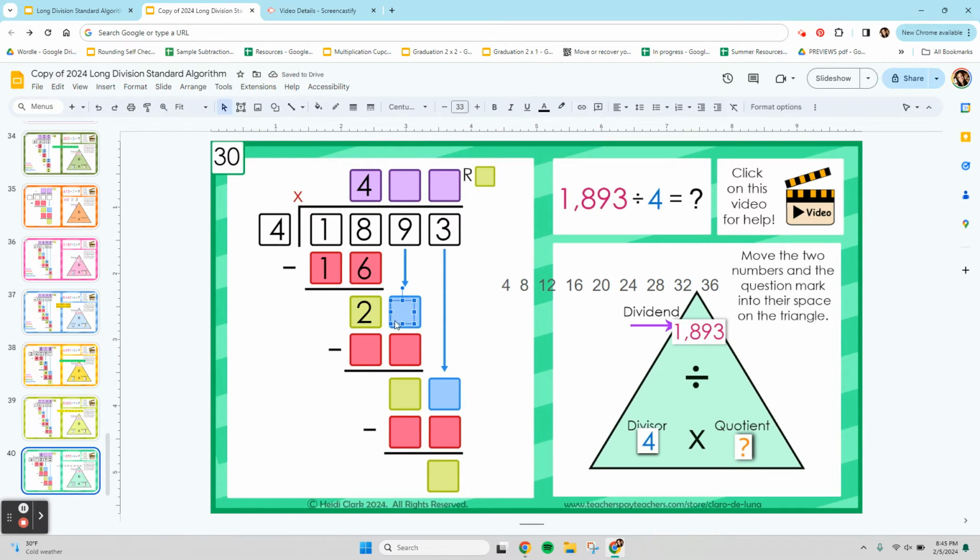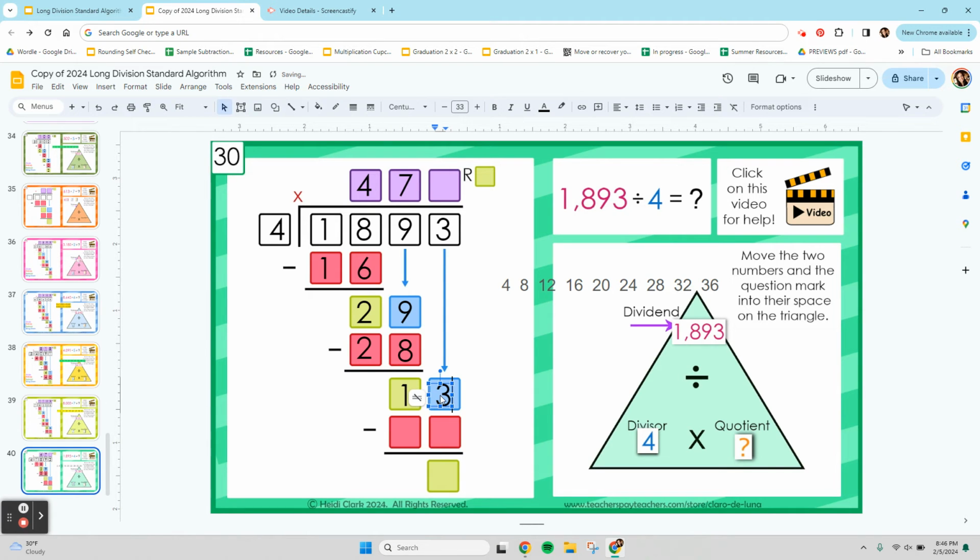Bringing down the 9. How many 4s can fit into 29 without going over? You can get all the way to 28. How many 4s is that? 7. Multiply back down. 7 times 4 is 28. And then subtract 29 minus 28.